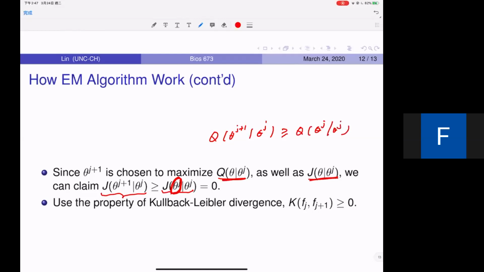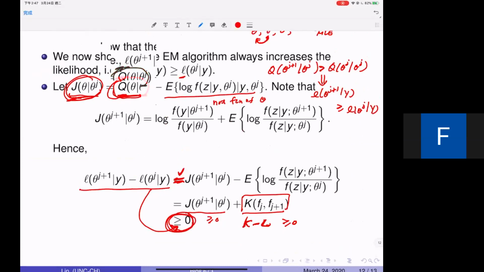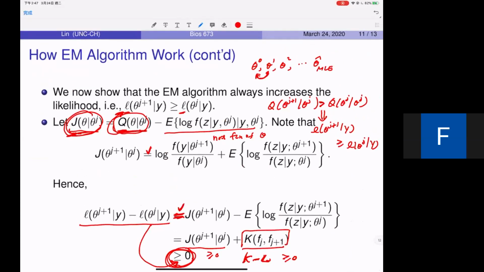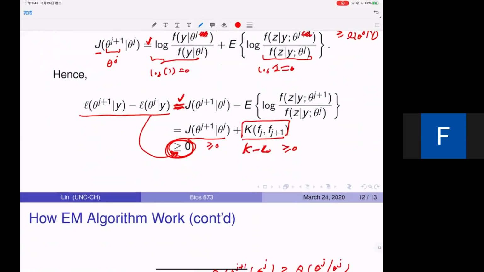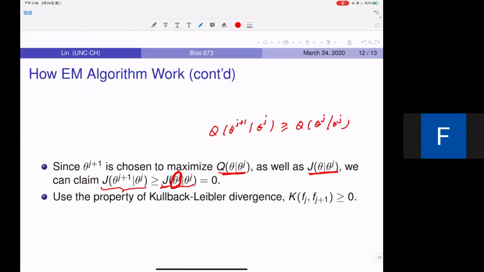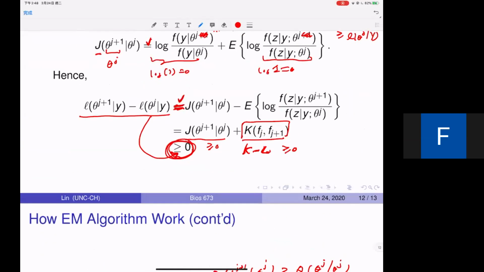But again, if I plug θ_j into the J function right here, the whole thing becomes 0. I can write the J function this way, and if you replace θ with θ_j right here, everything becomes θ_j. As you can see, it is nothing but log 1, which is 0, log 1, 0 as well. So as long as you replace θ with θ_j, this guy is naturally 0. That means you can prove that this guy is bigger than or equal to 0, right? Okay, good.